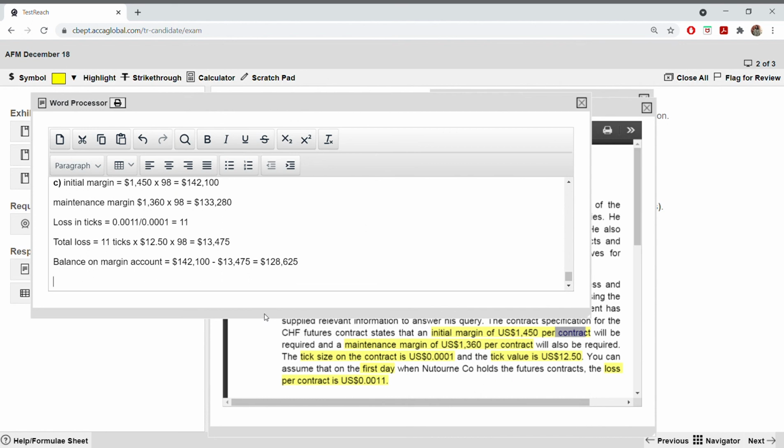So the company would have to deposit an extra... how much? 133,280 minus 128,625, extra $4,655. That is known as variation margin, to bring the balance on the margin account up to the maintenance margin. This line you have to write. It's not enough that you stop with the balance on the margin account.